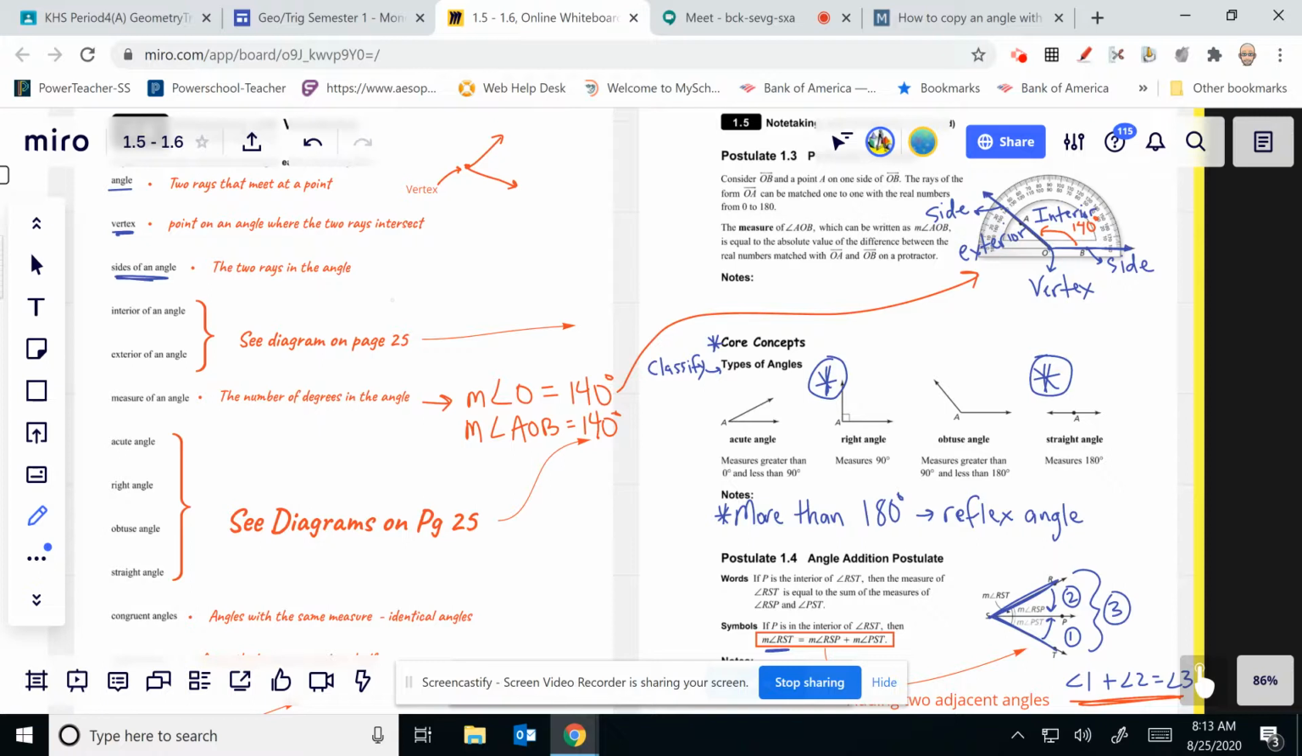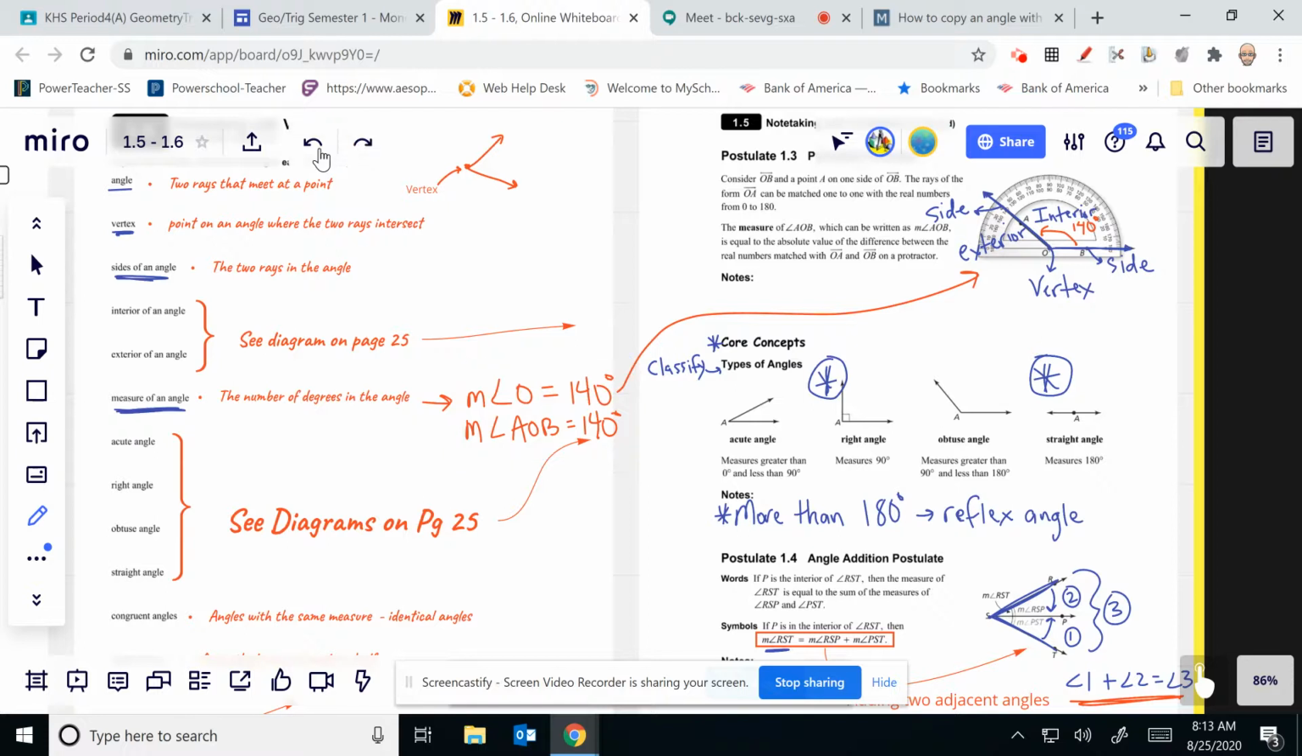Now, the measure of an angle, which is the next one down here, the measure of an angle is how many degrees it is. So this has a degree angle of 140. So the measure of that angle is 140. But I want to show you there's a couple of different ways that we can name angles. Okay, we could name angle. In this case, we could name it like two or three different ways.